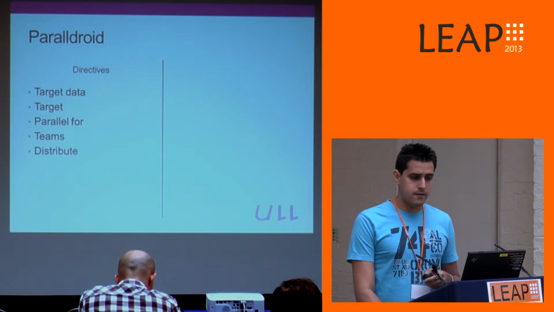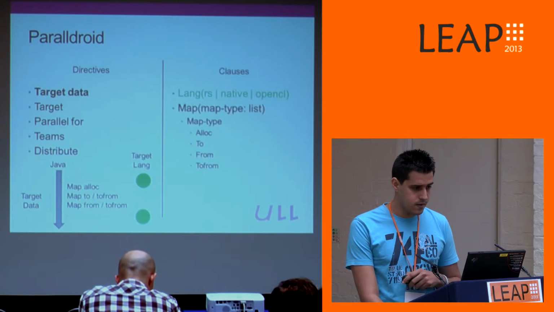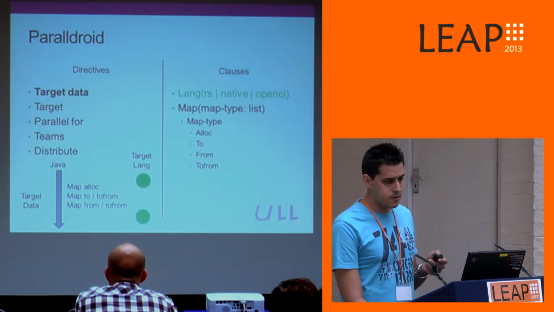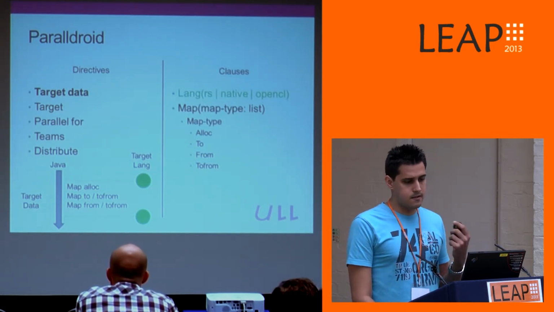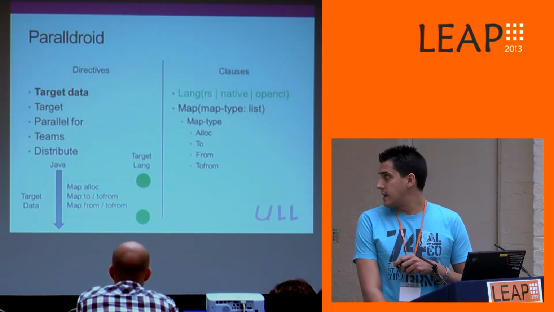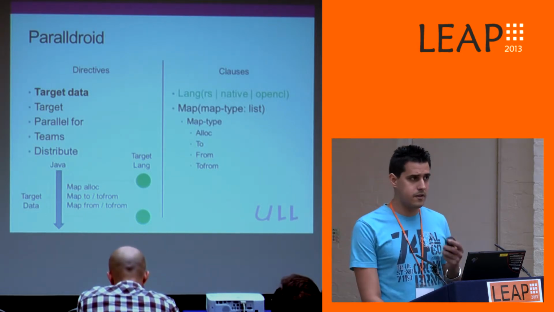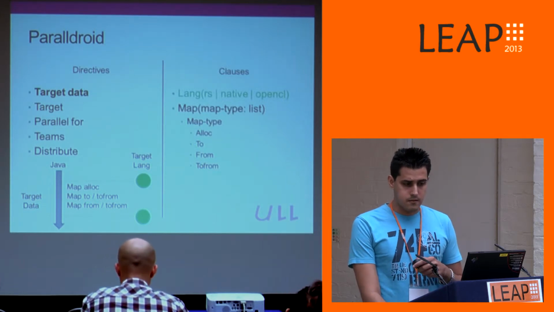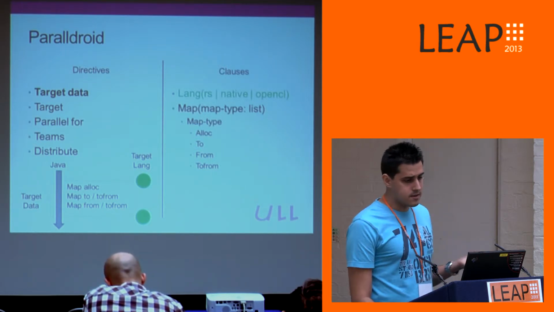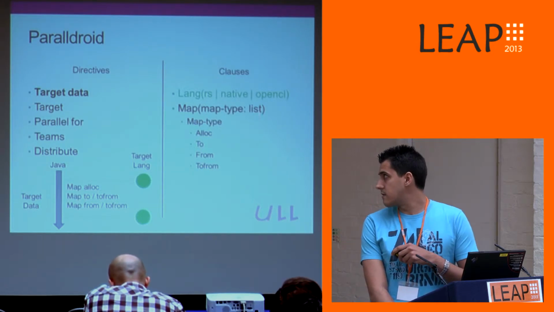This is the set of directives supported by Paralldroid. The target data directive is responsible for mapping the data to the context of the accelerator. Len is an extension of the OpenMP standard, and we use it to indicate the target language that we want to generate: Renderscript, native, or OpenCL.